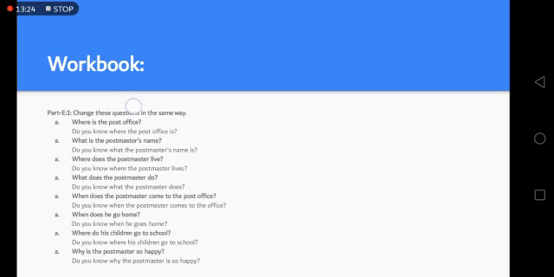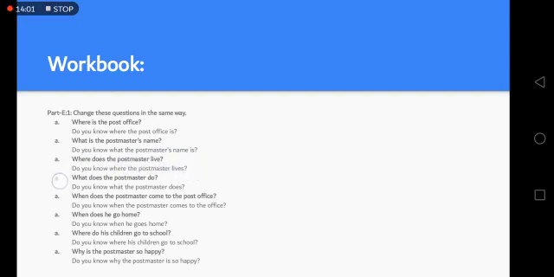So, now I am reading these questions. A is, where is the post office? This is the direct form of question. And we have to change this direct question into indirect form. Like, do you know where the post office is? Okay, next is, what is the postmaster's name? Do you know what the postmaster's name is?